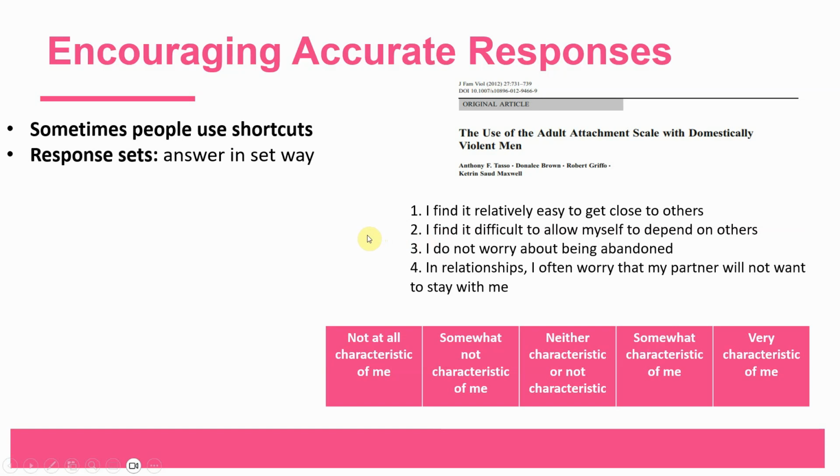So for some of these response sets, the first one we're going to talk about is called acquiescence or yea saying. And in acquiescence, people tend to agree with all of the items. So if somebody was engaging in acquiescence, they would agree with all of these items. They would say, this is very characteristic of me. But if they did that, they wouldn't be accurately responding because the questions are reverse worded, or reverse scored.